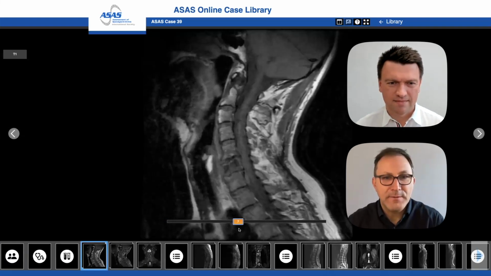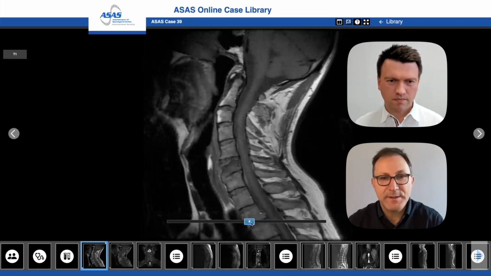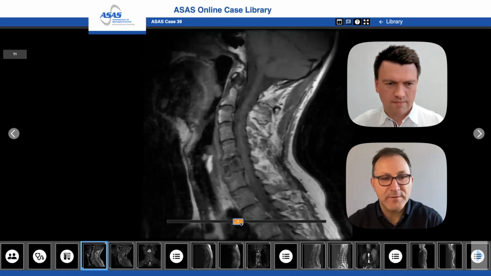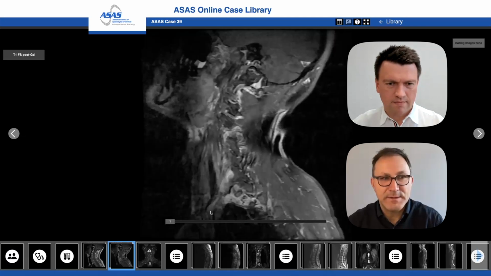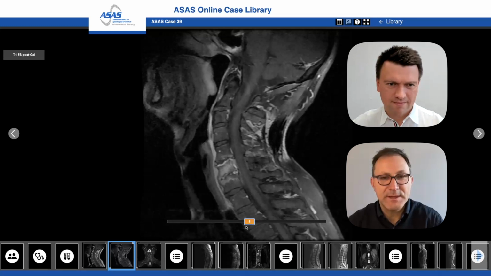So here we see the T1 weighted scan of the cervical spine, and we see that there is some signal abnormality in the 6th and 7th vertebral bodies. This is even more evident if we look at the scan after gadolinium injection. So this is a T1 weighted scan with fat saturation after gadolinium injection.